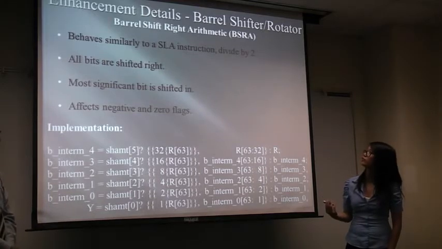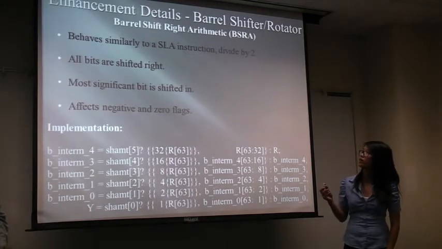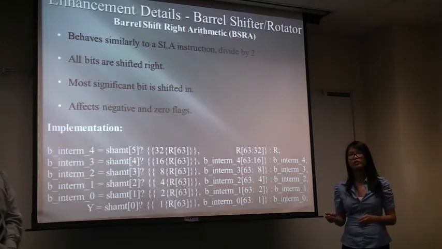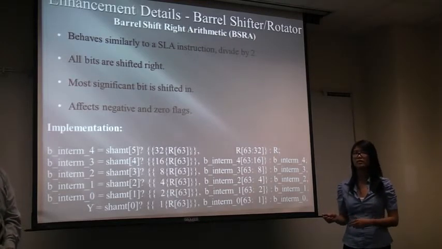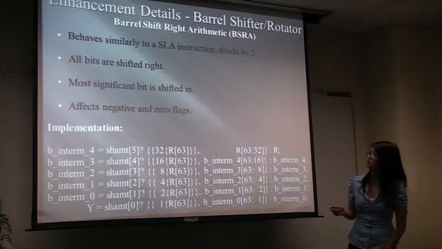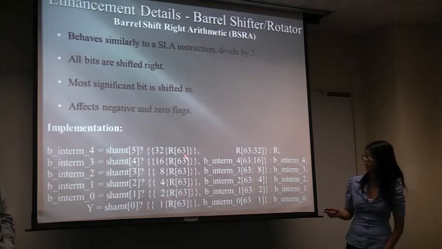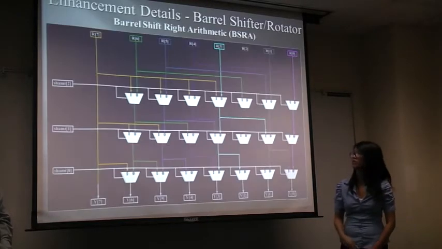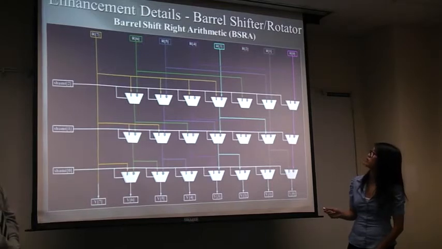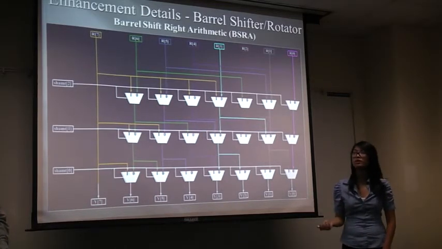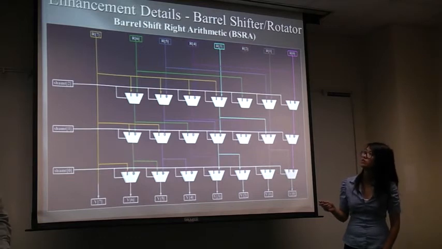For our shift right arithmetic, all the bits are shifted to the right, and instead of shifting in a 0, we're going to shift in the most significant bit. It affects the negative and 0 flags, and the implementation, as you see, is similar to the others, and you're keeping the most significant bit to be shifted in. Okay, and then here's the diagram of it. As you can see, what differs between this and the other diagram is there's no 0, so you're not shifting in a 0, you're shifting in whatever was in R7.